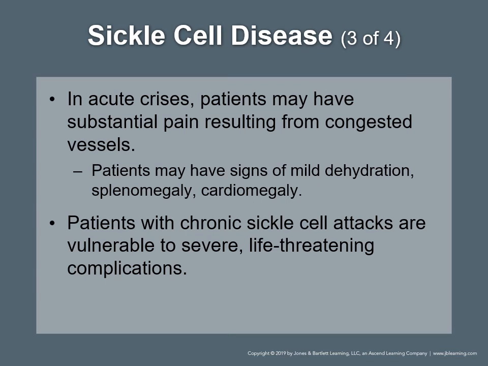All right, in acute crisis, patients may have substantial pain resulting from congested vessels that do not allow for the passage of oxygen and nutrients into tissues and joints. They may experience frequent infections, which can lead to sepsis and death. Over time, various organs may be destroyed as circulation is impeded. Patients may have signs of mild dehydration, splenomegaly, cardiomegaly, and many other complications. Patients with chronic sickle cell attacks are vulnerable to severe life-threatening complications.